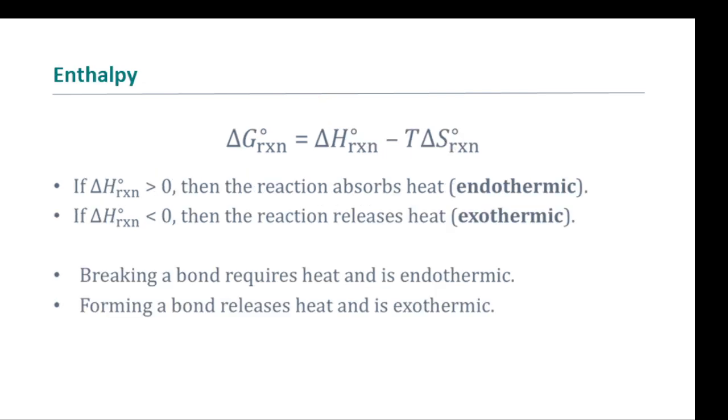Okay, so enthalpy. If we have a delta H that's greater than 0, then the reaction is going to absorb energy, and that's called endothermic. Notice that this would make a delta G that's also positive, wouldn't it? If we have delta H that's less than 0, then the reaction is going to release energy. This is called exothermic. Note that breaking a bond would require energy. This would be endothermic. You can actually test and understand this because breaking anything always requires energy, doesn't it?